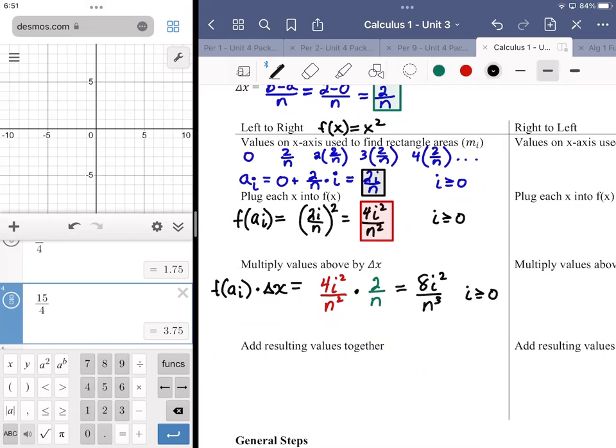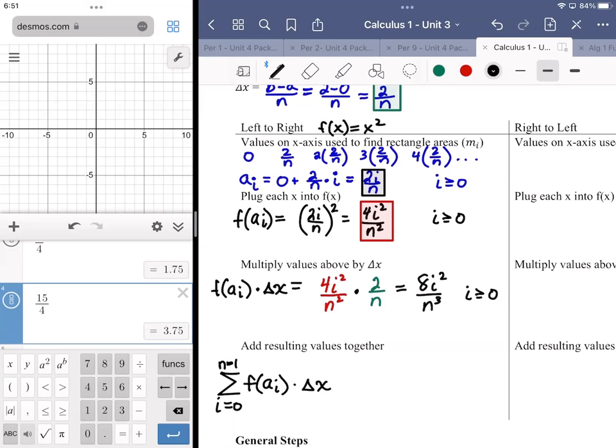So the sum of f of a sub i times delta x. Now that summation is going to go from 0 to some unknown maximum, right? Well, it all depends on how many rectangles we want to have. In the previous situation, we had 8 rectangles. So that was either 0 to 7 or 1 to 8, right? So this would be 0 to n minus 1 or 1 to n, right? So either way is going to work.